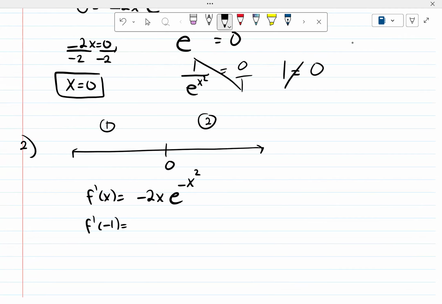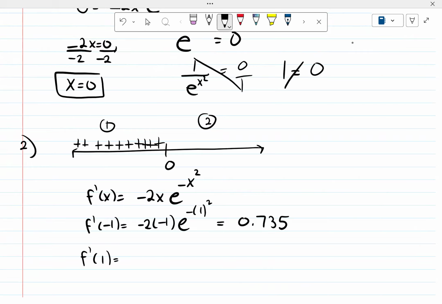So when you put that all together, negative 2 times negative 1 times e to the negative 1 squared. That gives you 0.735, right? And that is positive, so you could put a little plus. Region 2, I need a number larger than 0, so maybe positive 1.